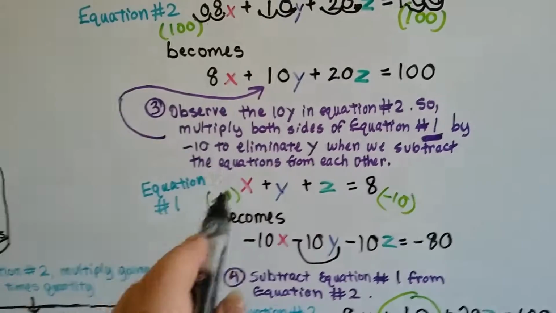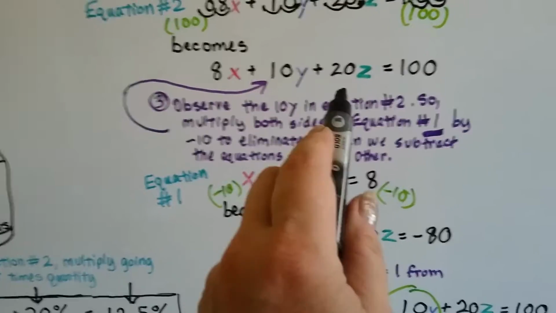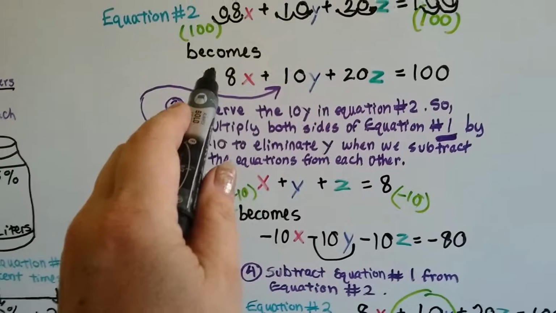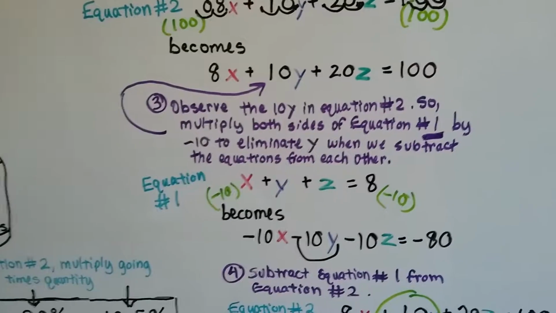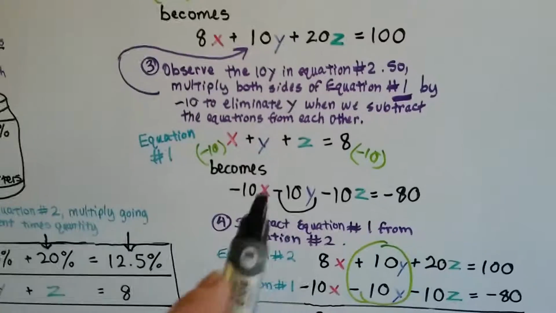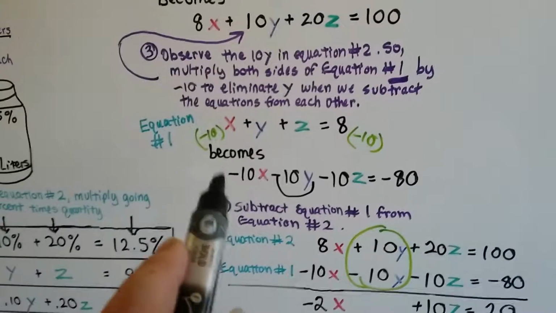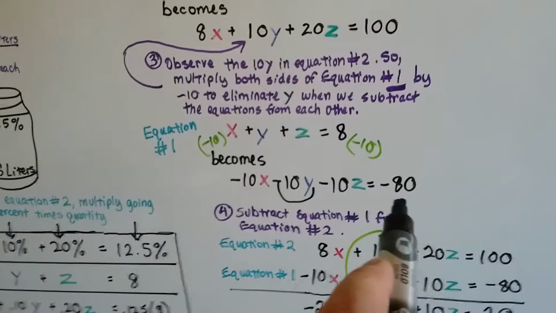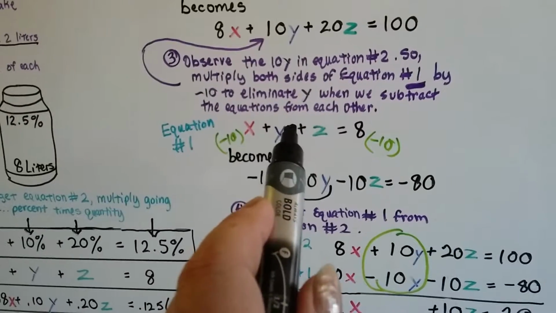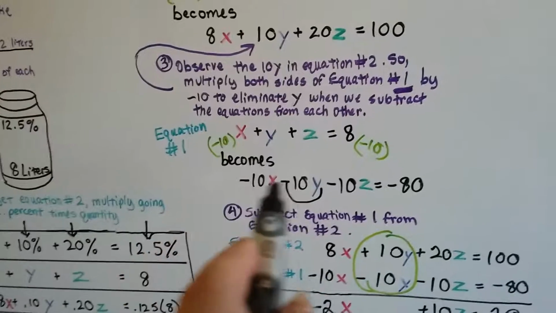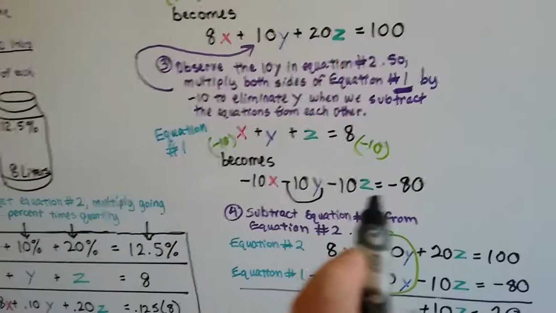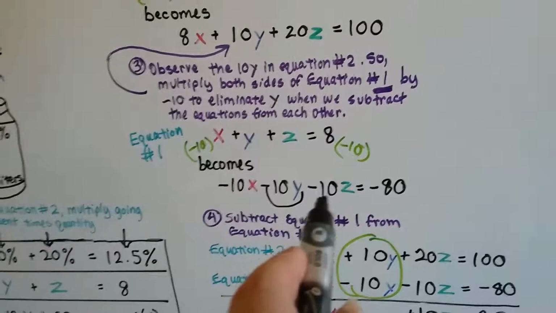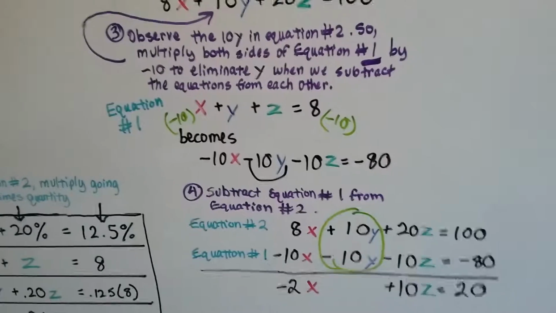So that's why we had to look for something. I mean, we could have multiplied this whole thing by a negative 20 and gotten rid of z. We could have multiplied it by a negative 8 and gotten rid of x. But that one's the easiest one, okay? So 10's a nice round number. So this is what equation 1 has now become. And it's just temporary. We're going to go back to this later on, okay? But right now, this is temporarily equation 1. Negative 10x minus 10y minus 10z equals negative 80.